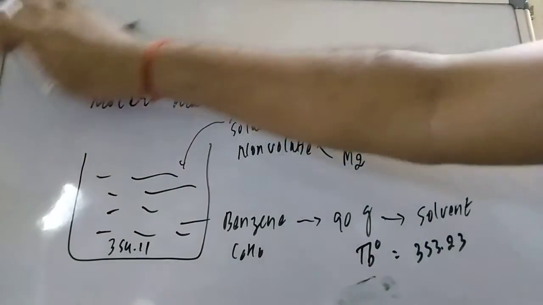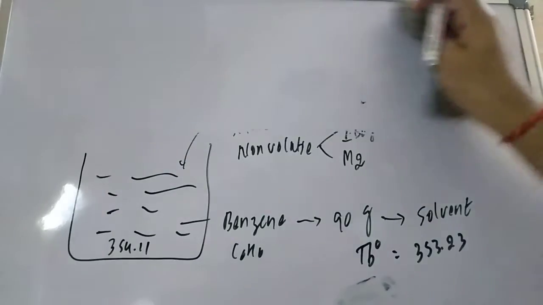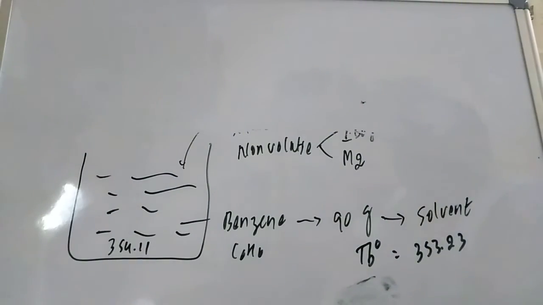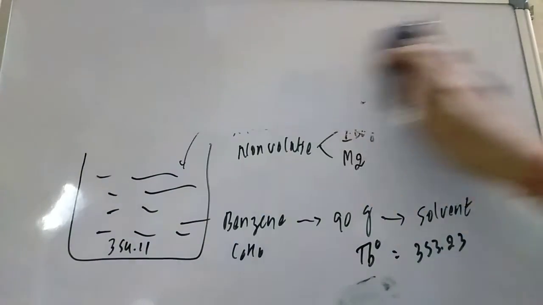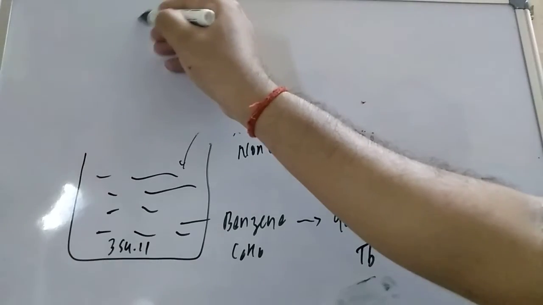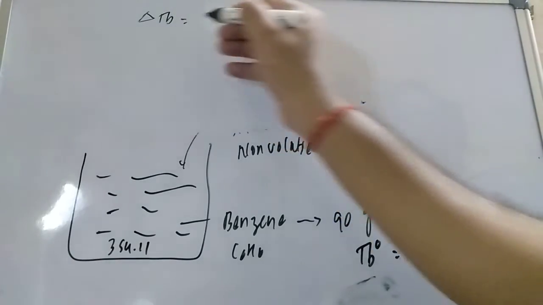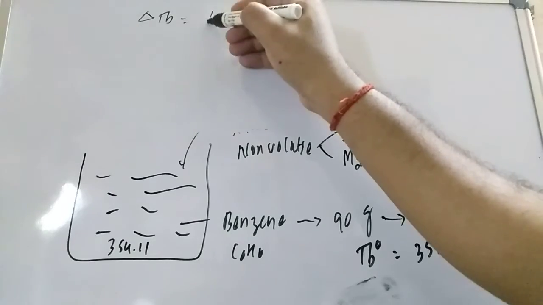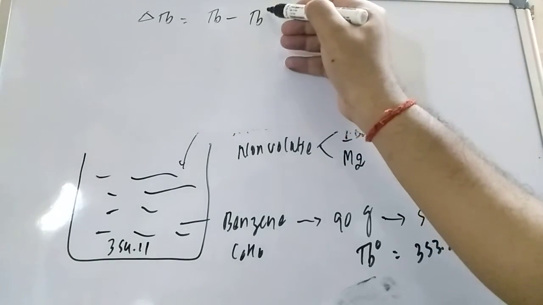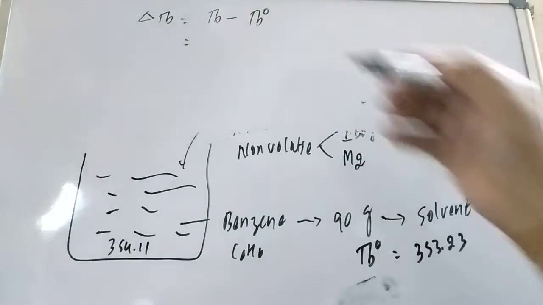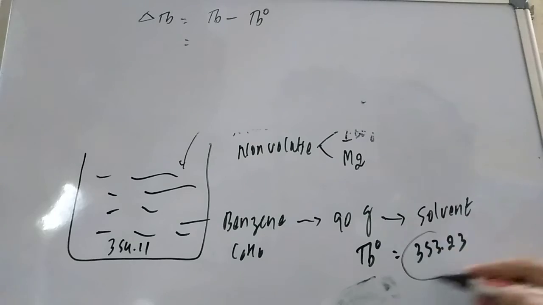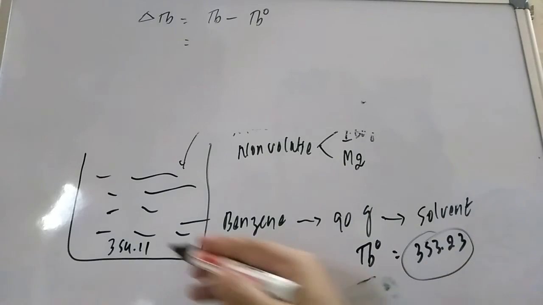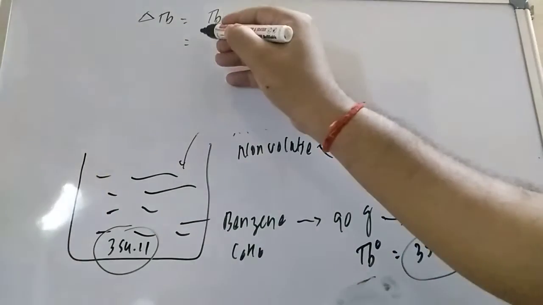Let us try to understand this question now. All the data I already wrote. On the top, what I am going to do, student, is write the formula. In the formula we know delta TB is equal to TB minus TB naught. TB naught and TB are given here. So TB is what, student?